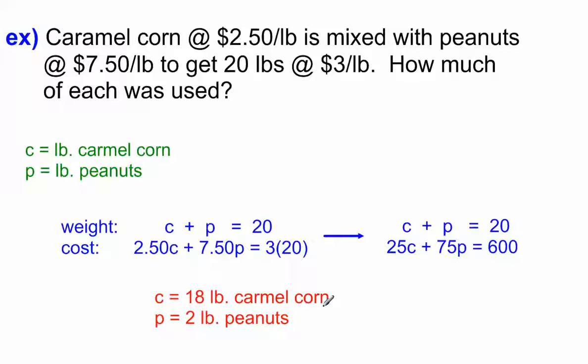We have a lot more caramel corn than peanuts, and that should kind of make sense to us because our new price for this mix is only $3 a pound, which is just slightly more than the caramel corn. We'd be losing money if we had a lot more peanuts in there.